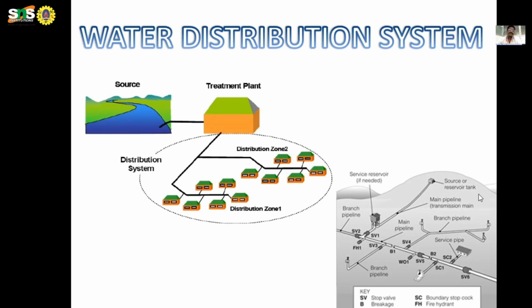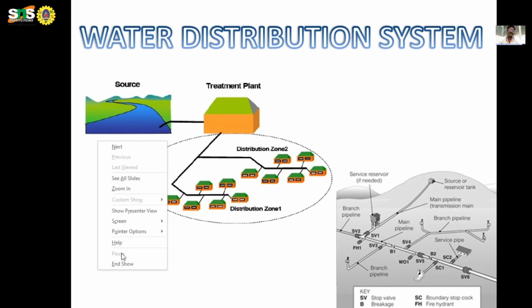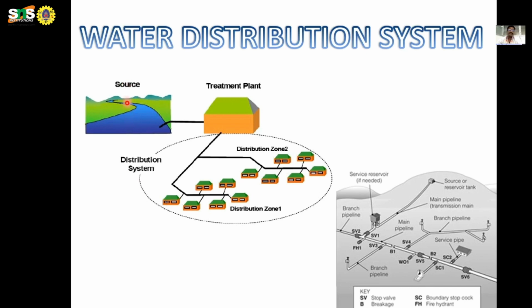Dear students, today we are going to discuss the water distribution system. The water distribution system is the final stage of water supply studies. We know that we have sources, and from the sources we have the treatment plant. From the treatment plant, water will be treated, then from there it will go to the distribution system.